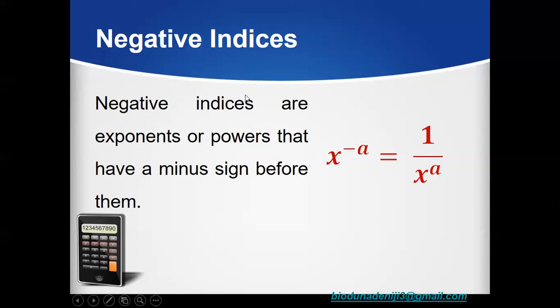Negative indices. Negative indices are exponents or powers that have a minus sign before them. So look at what we have here, x raised power minus a. So this minus a is a negative index or a negative exponent. Why? Because a has a minus sign before it. So when you want to simplify a negative index, like we have it here, it becomes 1 over x raised power a.